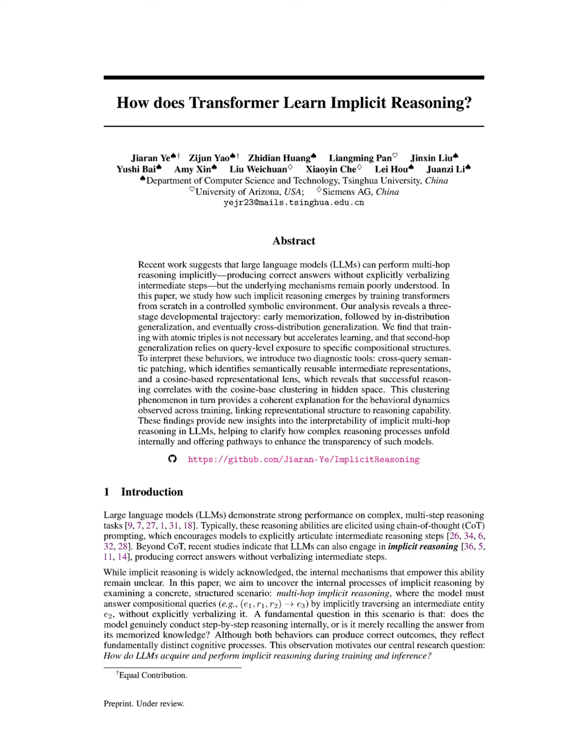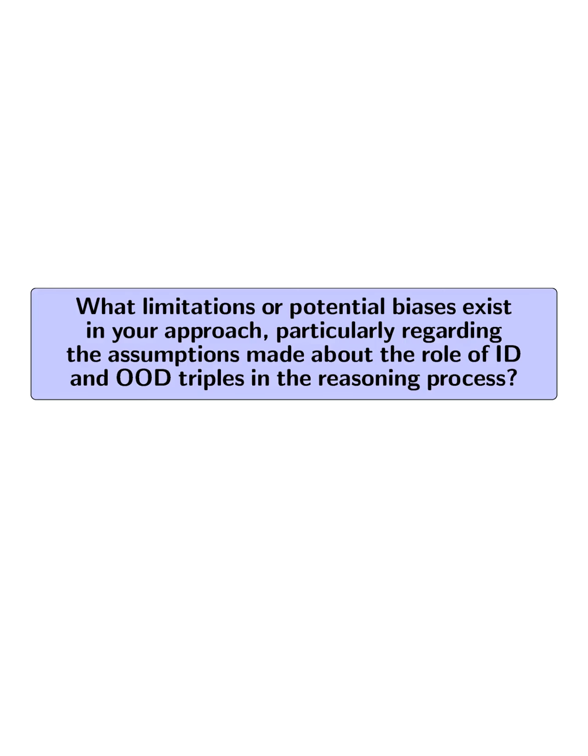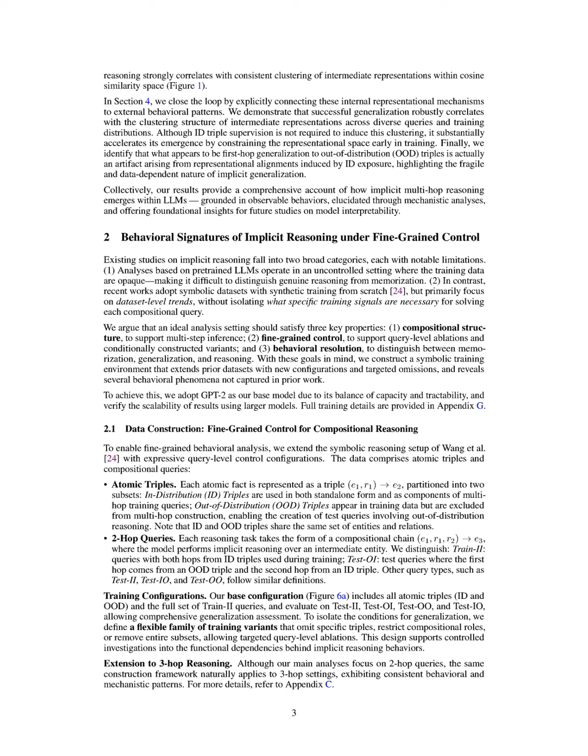What limitations or potential biases exist in your approach, particularly regarding the assumptions made about the role of ID and OOD triples in the reasoning process? Our approach has several limitations and potential biases, particularly concerning the assumptions about the roles of in-distribution, ID, and out-of-distribution, OOD, triples in the reasoning process.